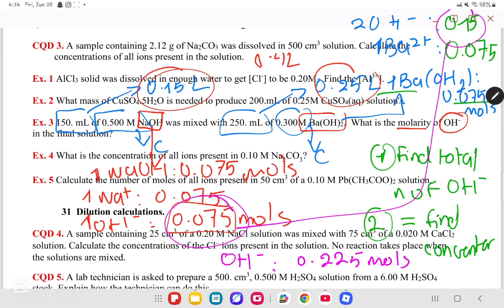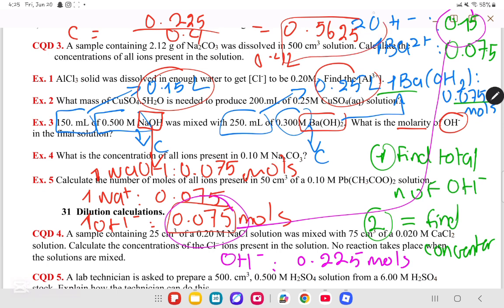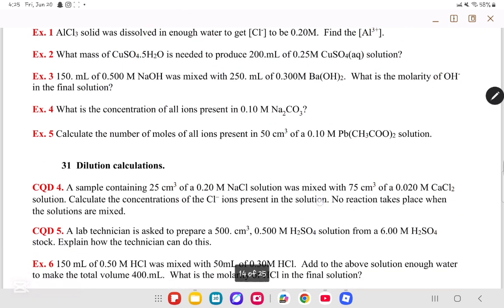Now that we have the total volume and the total number of moles, we can find the concentration by doing the number of moles, 0.225, over the volume, which is 0.4, to get an answer of 0.5625. So this is the concentration, or the molarity, of OH minus in the final solution.